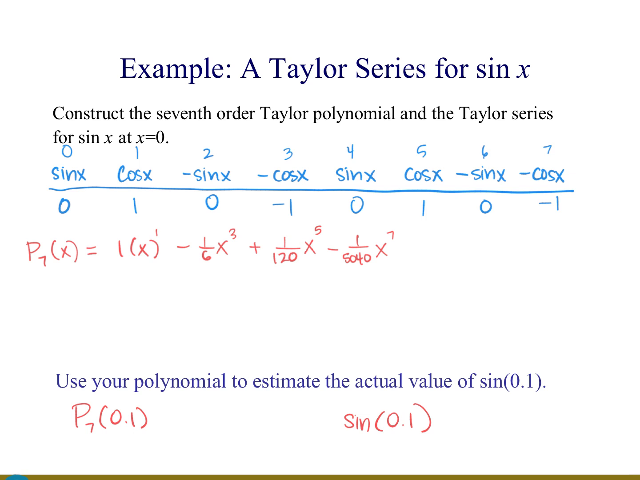Edson, you got one of them? Which one were you working on? Sine of 0.1. Okay, it is 0.998. Anybody got the polynomial? We're plugging in 0.1 into our nice little 7th degree polynomial. Did you get it yet, Alex? Or are you working on it? Oh, he's writing.